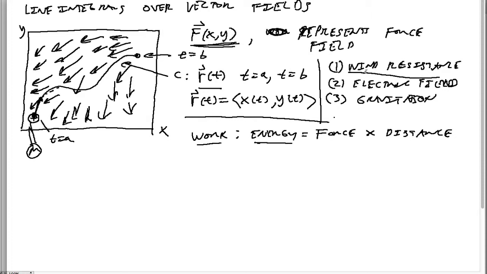If some object is trying to move itself through a wind resistance, we have to actually expend energy to do so. If we want to move an electric charge through an electric field, that as well takes energy, and also moving a mass through a gravitational field takes energy. So force over distance, and clearly we're going to push some mass or some charge or some object on a path like this, which we're going to call C.